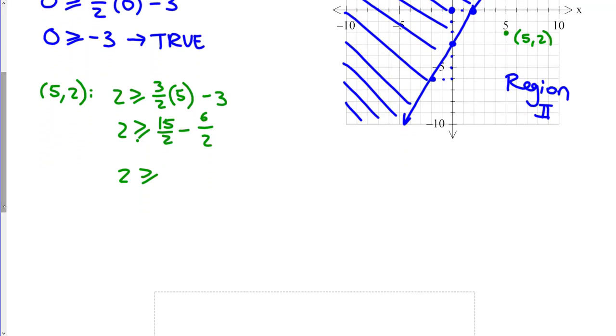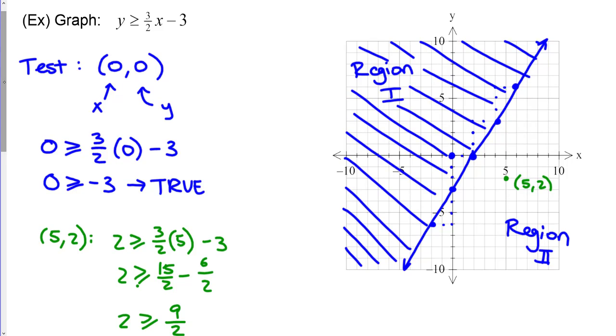Or 2 is greater than or equal to 15 minus 6, which is 9 halves. If you change that into a decimal for comparison, that's 4.5. 2 is definitely not greater than 4.5. That is a false statement. Any point that I chose in region 2 would lead to a false statement for my inequality. Any point that I choose from region 1 would lead to a true statement. So this graph represents all the solutions to my inequality.